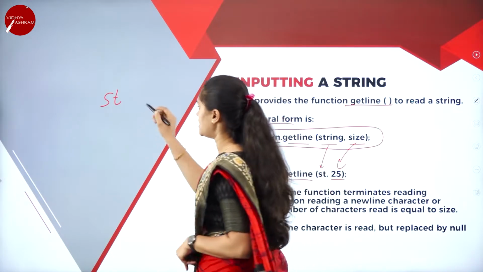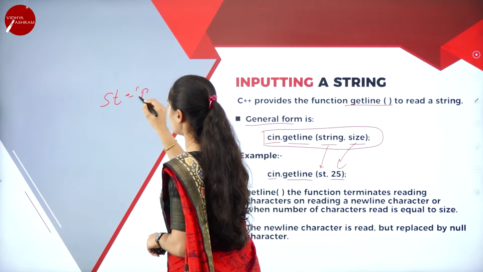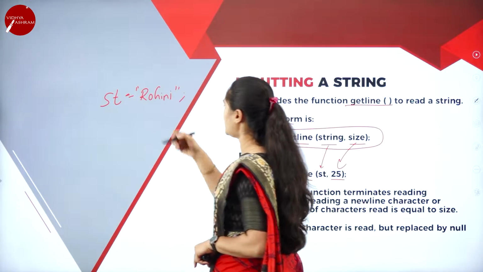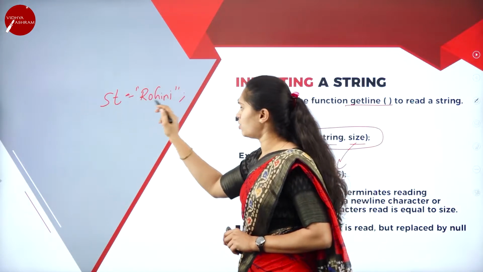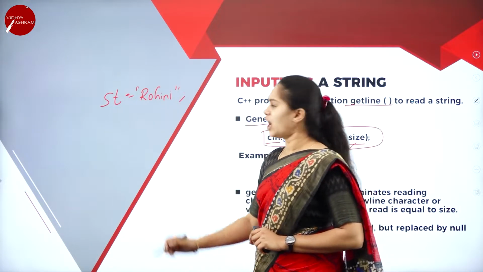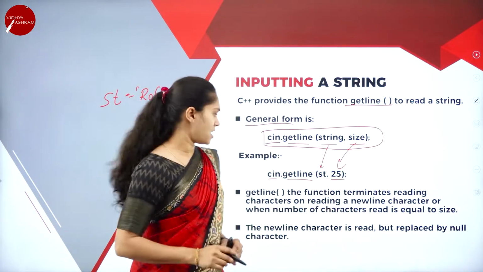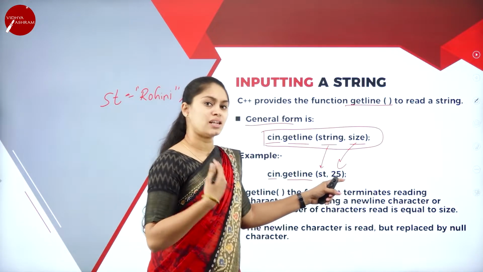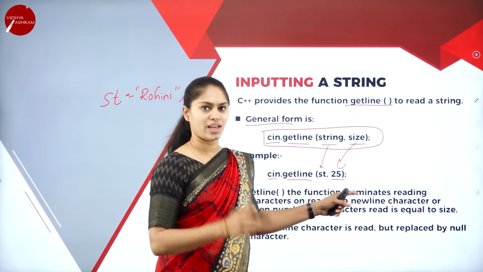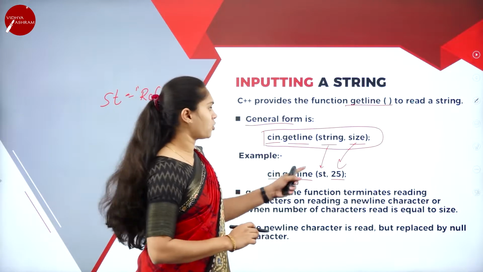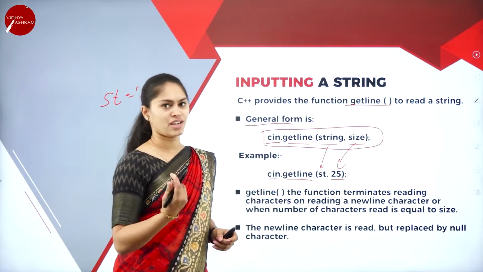So here st is equal to, I am going to take ROHINI. This st is holding the value. How many characters does it include? It includes 6 characters, but I am mentioning the size as 25, which means we can take up to 25 characters. So in order to input a string, we use the getline function.